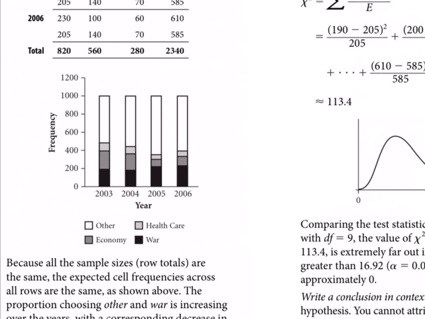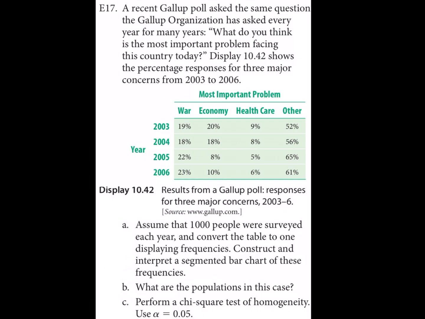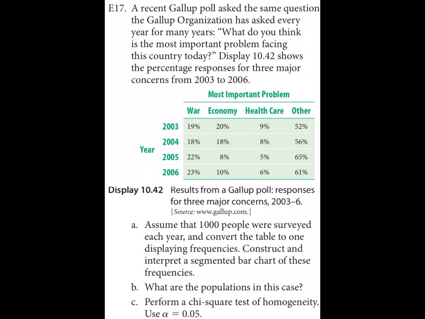So the first question here says we have a Gallup poll that was asking a question to the nation. The years that this question was asked were 2003 to 2006, and the question was, what do you think is the most important problem facing the country today? So you can see that the responses are given. They had 3 very specific categories: war, economy, healthcare, and then a very broad other category.